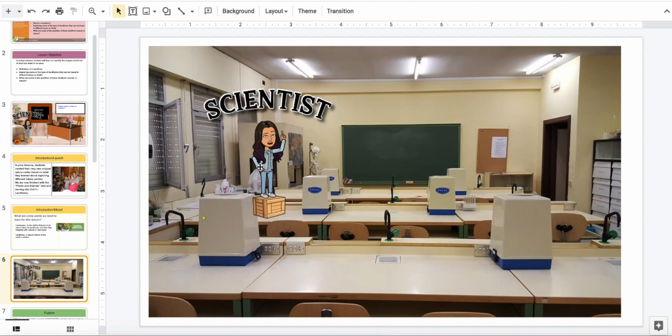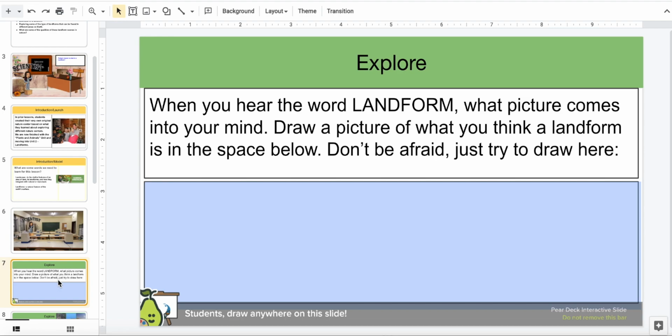Okay, Science Explorers, I hope you enjoyed that video. So let's explore some questions. When you hear the word landform, what pictures come into your mind? Draw a picture of what you think a landform is in the space below. Don't be afraid, just try to draw here. So draw anywhere on the slide, Science Explorers.